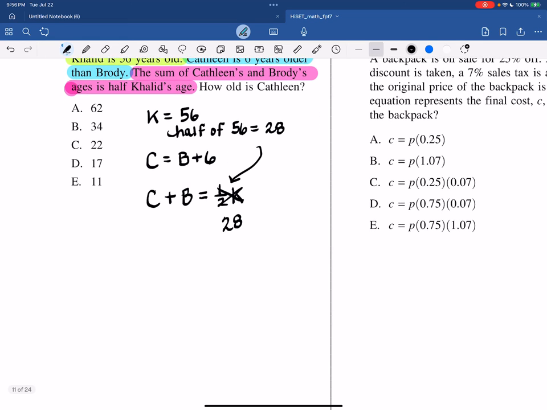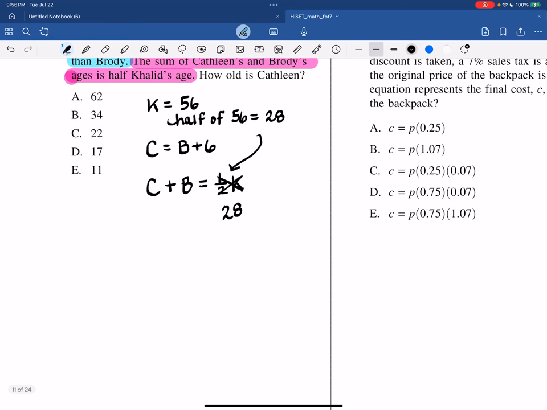Okay, we know that Kathleen is B plus 6. So I'm going to put in B plus 6. That's for Kathleen. This is for Khalid. And we don't want to forget about Brody. So 2 B's plus 6 is 28.